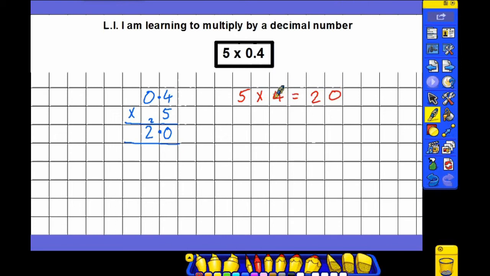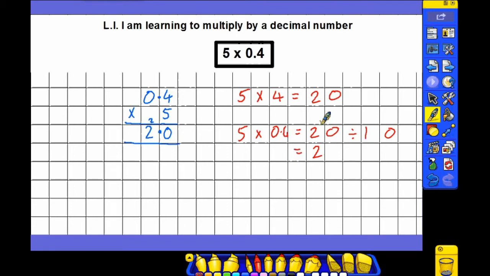However, 4 is 10 times bigger than 0.4. That means that our answer is 10 times bigger than it should be. So to get the answer that we need then, we're going to have to divide that by 10. So 5 times 0.4, well that's going to be 20 divided by 10, which is going to give us just 2. Now at the moment, that looks like much more work, and I completely get that.